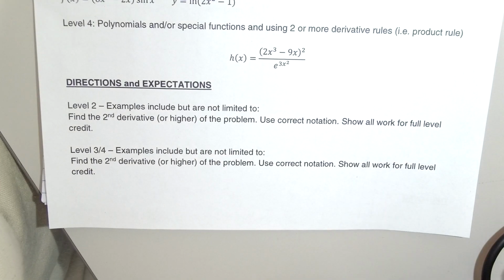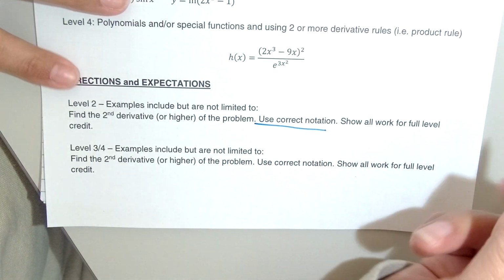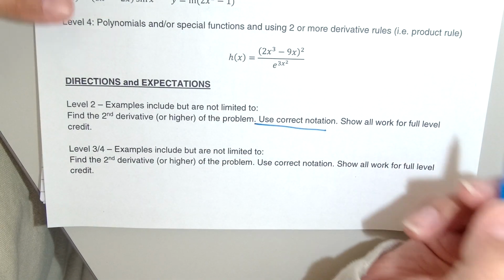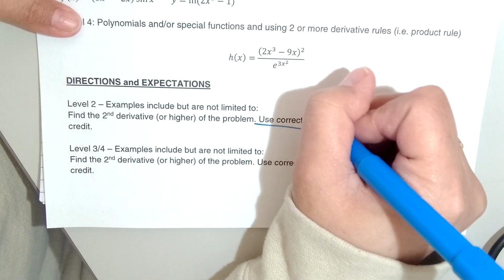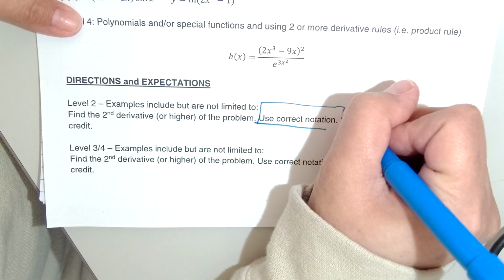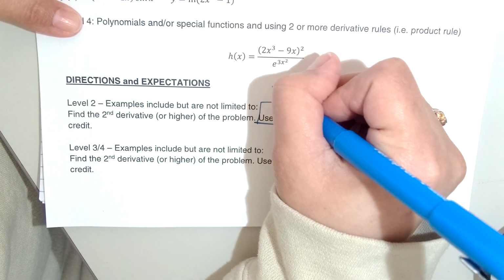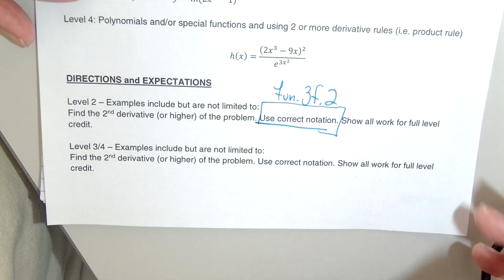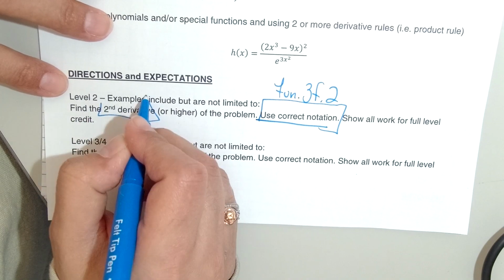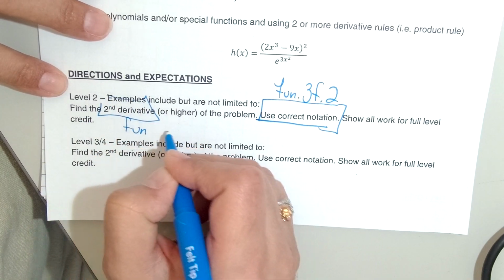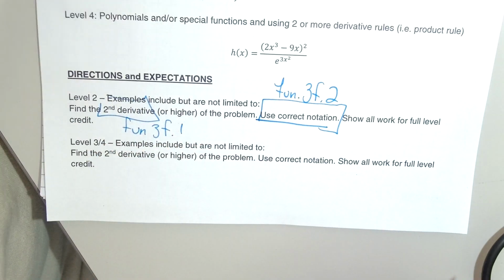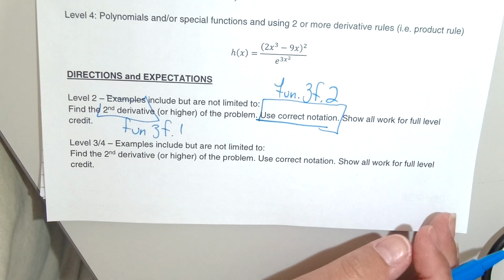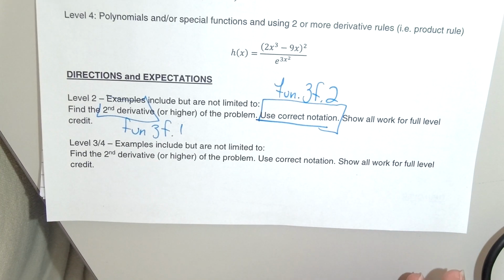Expectations for level 2 are that you're using correct notation because we do have 2 standards. The standards for the notation is 1 standard, so this will be 1 standard you're tested on, which is Fun 3F.2. And then the actual derivative will be another 3F.1. I don't remember what I named it. It's on the board. Thank you.